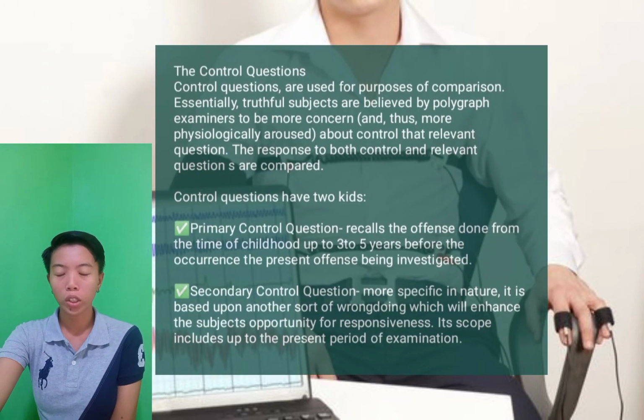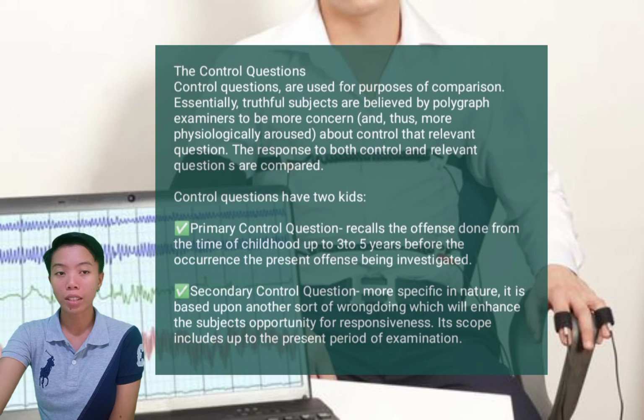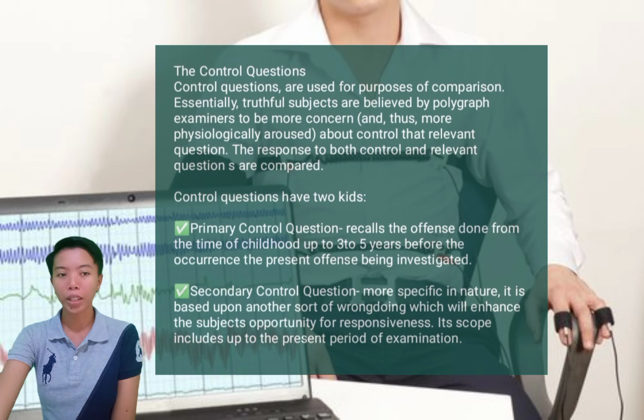Then the control question. Control questions are used for the purpose of comparison. Essentially, truthful subjects are believed by the polygraph examiner to be more concerned about the control questions, while guilty subjects are more concerned about the relevant questions. The responses to both control and relevant questions are compared. Control questions have two kinds, the primary control question and the secondary control question. The primary control question recalls offenses done from the time of childhood up to 3 to 5 years before the occurrence of the present offense being investigated. Example: Before reaching the age of 28, have you ever stolen?